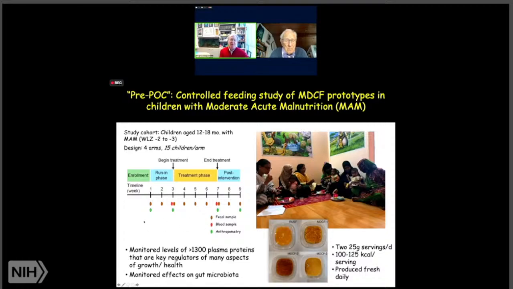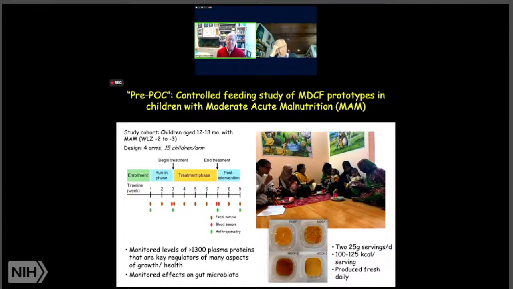Children were enrolled. There was a run-in phase for 2 weeks in which anthropometry data were collected, fecal samples were obtained, and a blood draw performed just at the end of the second week. This blood draw was very important because we wanted to get a more comprehensive definition of the biological state of these children prior to and at the end of the intervention.